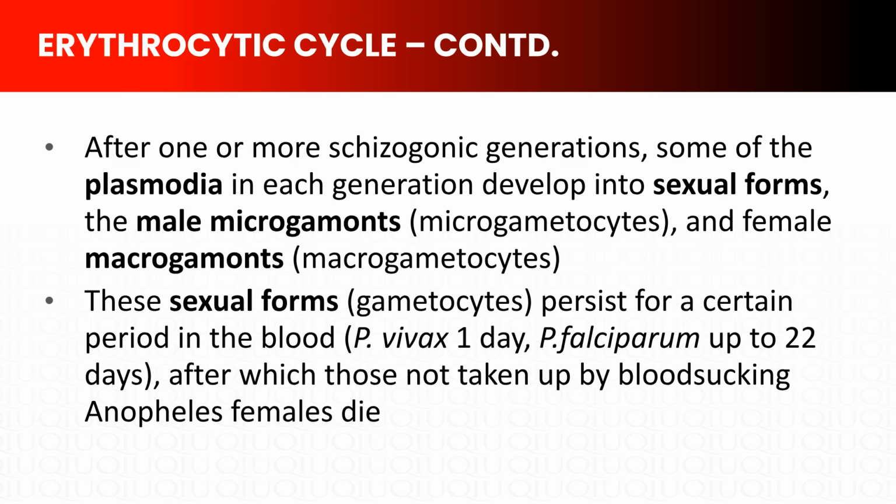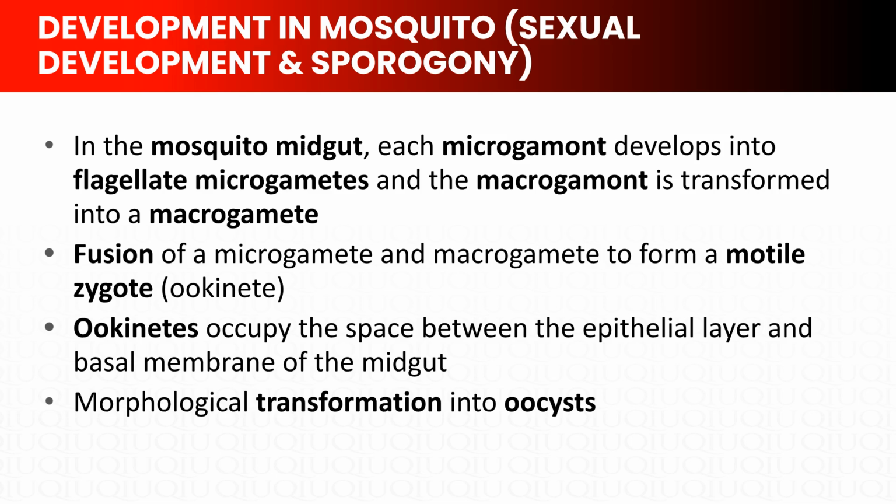However, if ingested during a mosquito blood meal, they continue development in the mosquito, perpetuating transmission. This is why patients with gametocytes are infectious to mosquitoes, even if they're receiving treatment for their symptoms. When gametocytes are ingested by a female Anopheles mosquito during a blood meal, they undergo sexual development in the mosquito midgut. The change in temperature and pH triggers this transformation.